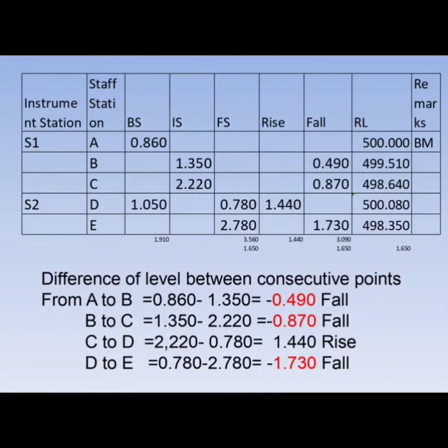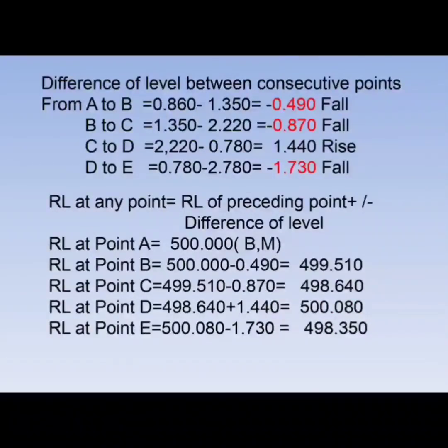Let us do the detailed calculations. From A to B, 0.86 minus 1.35 is equal to a fall of 0.49. From B to C, 1.35 minus 2.22, that is a fall of 0.87. C to D, 2.22 minus 0.78 is equal to 1.44 meters rise. From D to E, 0.78 minus 2.78, that is a fall of 1.73.